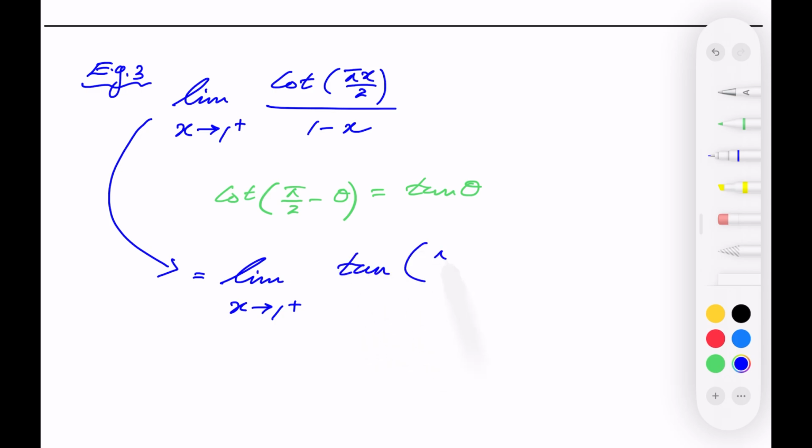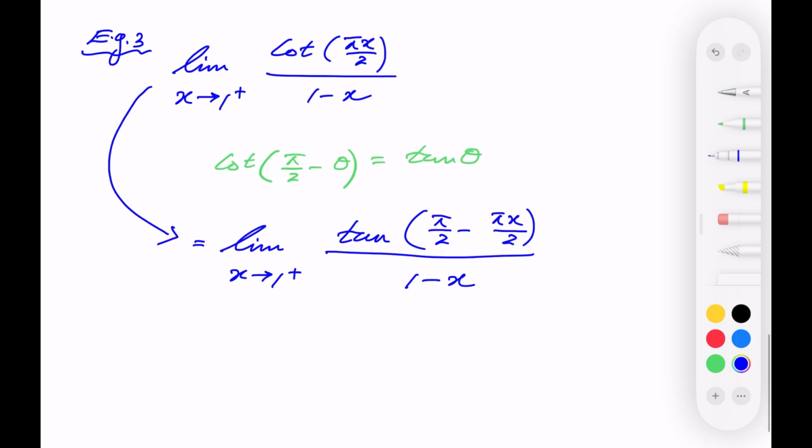It will be pi over 2 minus pi x over 2 divided by 1 minus x. Now we can do some further simplifications. You can see within that tangent function we have pi over 2 as a common factor. I'm going to factor that out. Please note that you cannot write it here because it is inside that tangent function. Therefore, we have to handle it inside the tangent function.